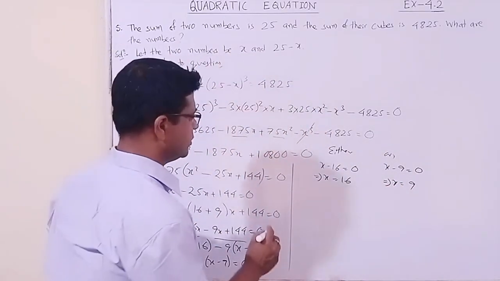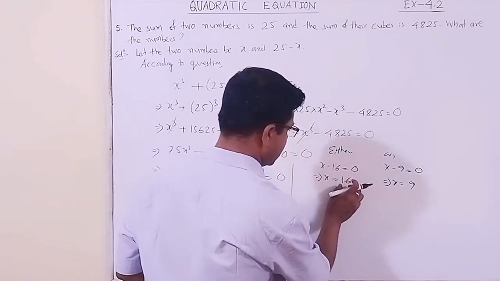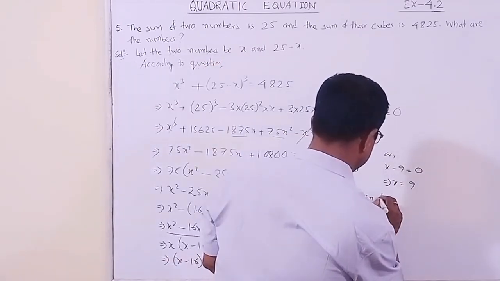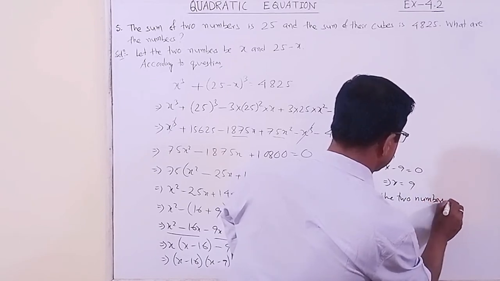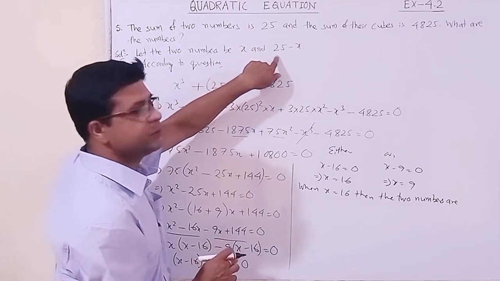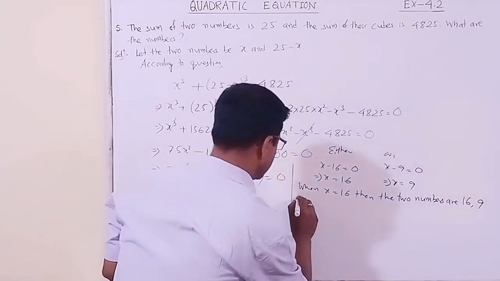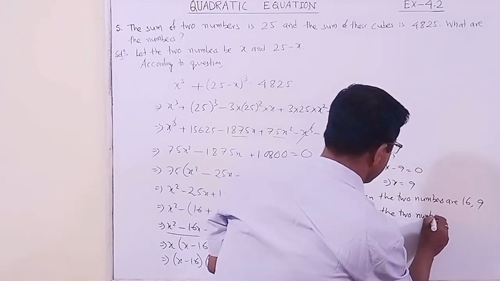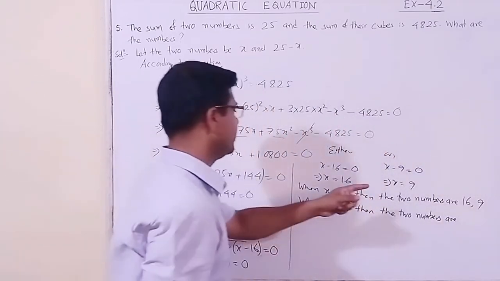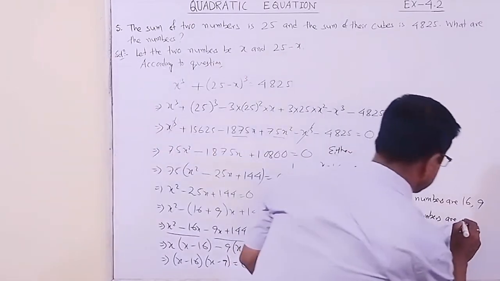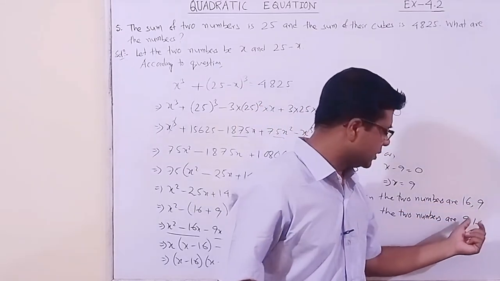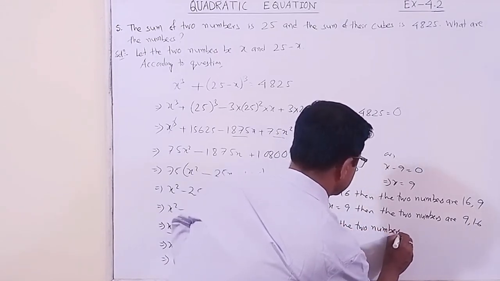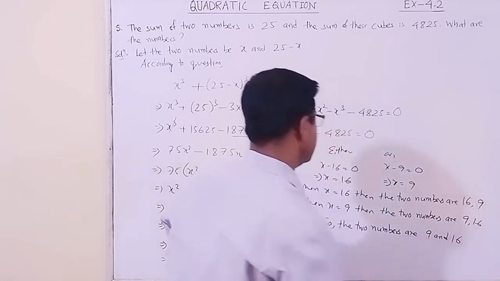What is the question? The two numbers are, so both the answers are correct. So let us take this as the value of x, then we will consider this other as the value of x. When x equal to 16, one number is 16, next number is 25 minus 16, that is 9. 16 comma 9. Then when x equal to 9, the two numbers are 9, then next is 25 minus 9, which is 16. That is 9, 16. Ultimately, either the order is 16 and 9, or 9 and 16, same thing. So the two numbers are 9 and 16, or you can write 16 and 9 also, right?